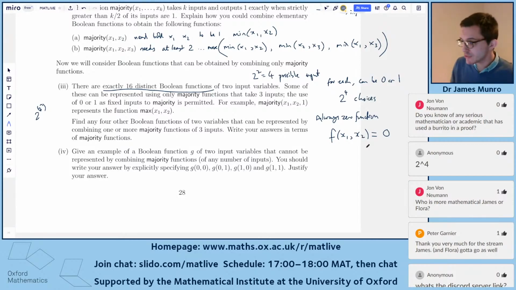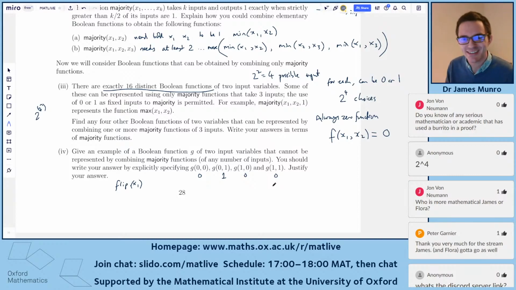There are things you can't do though, because there are some very strange Boolean functions in this set of just 16 things. Things like flip of x1. So ignore x2 and flip x1 is not possible. Flip of x2 is also not possible. There's ones where you say this is 0, this is 1, this is 0, this is 0, which is even weirder than flip. You can't make that with majority functions.